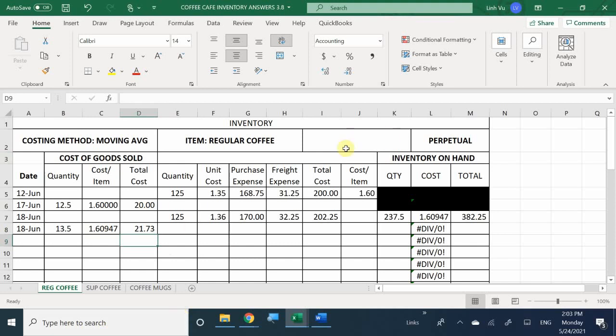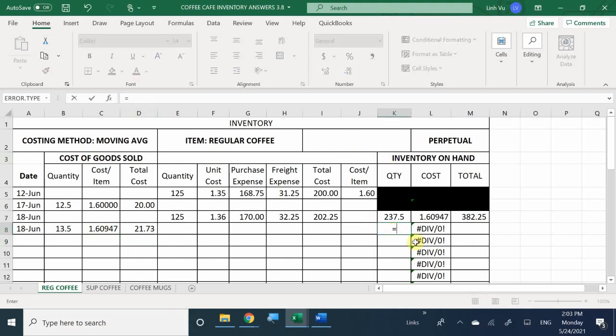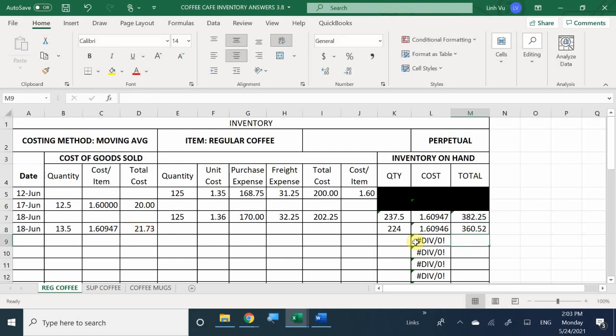So how much should be your new quantity? 224. All right, and your new total? 360.52. Good. So therefore, it changed my amount by one ten-thousandth of a penny.